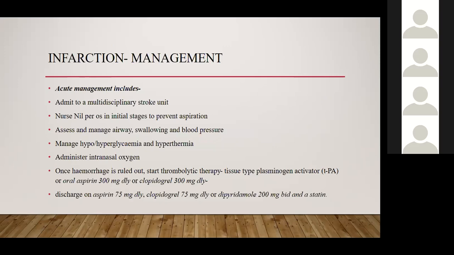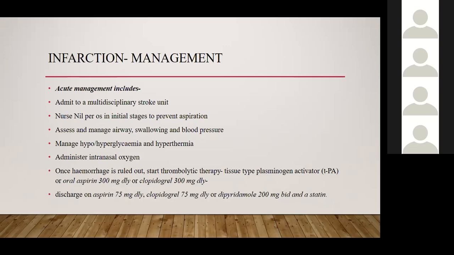So how would we manage an infarction? Basically, know that once a patient has a stroke, you need to involve other team members. It's not just about you. You need a physician specialist, you need a vascular specialist, you need a physiotherapist, you need almost everybody. You need nurses that will be ready to dress bed sores and whatnot. Okay, you need a dietitian and all that.